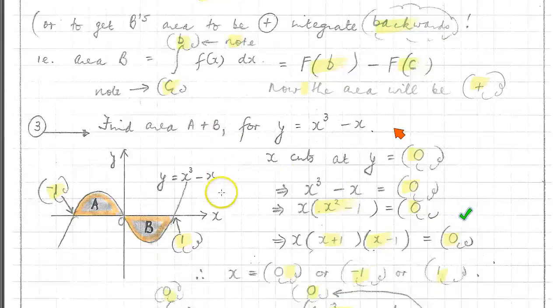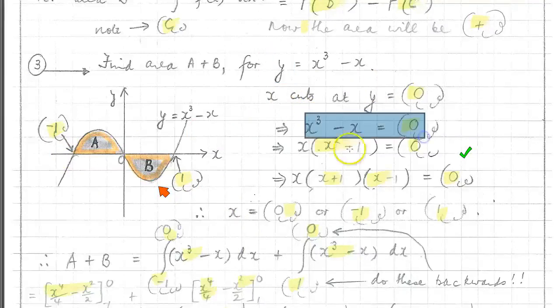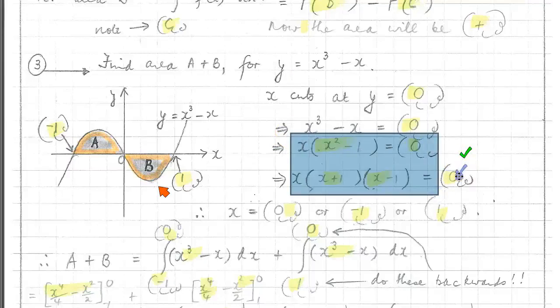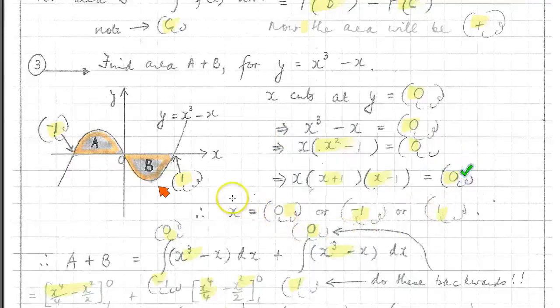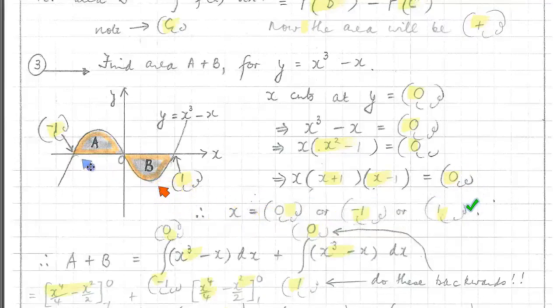All right, look at y equals x cubed minus x, example 3. There it is there. It's lovely. It looks very similar to what I've just done. The x cuts occur where y equals 0. x cubed minus x becomes 0. Factorize that: x times (x squared minus 1) equals 0. x squared minus 1 is the difference of two squares. So x(x plus 1)(x minus 1) equals 0. So my 3 x cuts are at 0, minus 1, and 1. And I've drawn the graph accordingly.